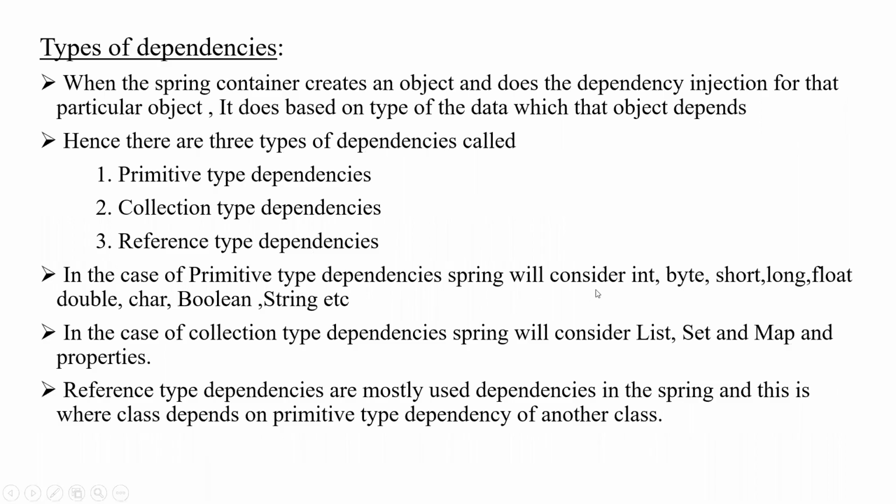Okay, guys, using dependency injection, either constructor or setter dependency injection, you can inject three types of dependencies into the POJO class. The container can inject primitive type dependencies, collection type dependencies, and reference type dependencies. Primitive type dependencies are primitive data types: int, float, string, boolean, char. We discussed them at the start of core Java. If you inject those dependencies, we call them primitive type dependencies.